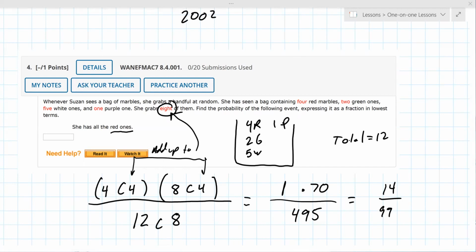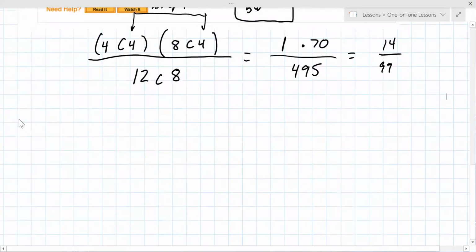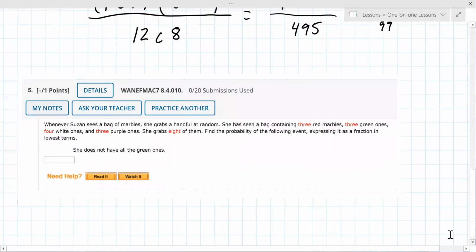And that is correct. So we're going to do number 5 next. It's another marble bag question. And then maybe that's the last one. We'll see.